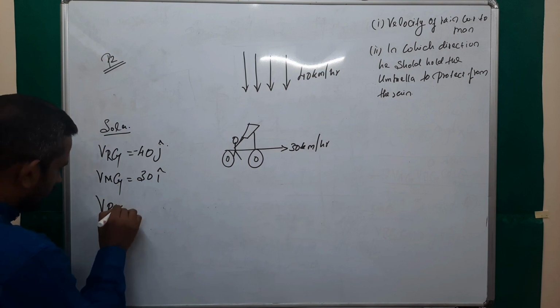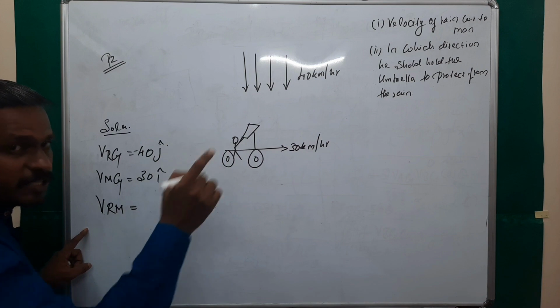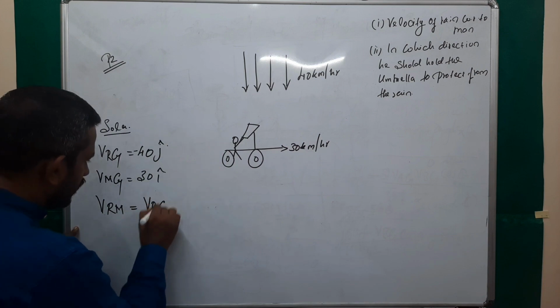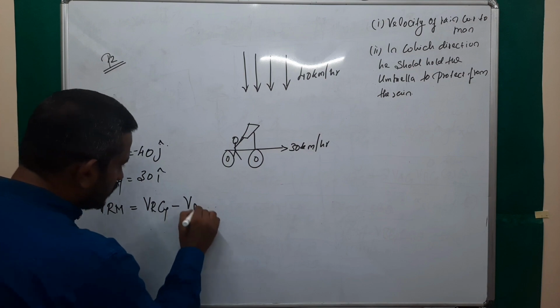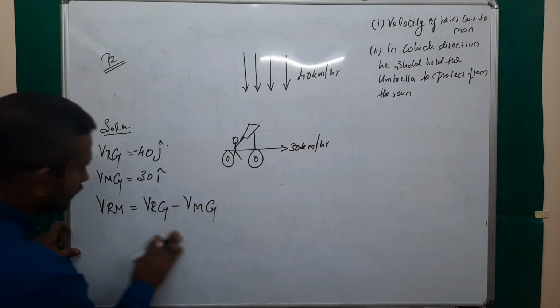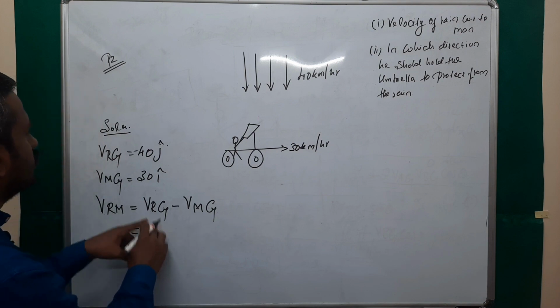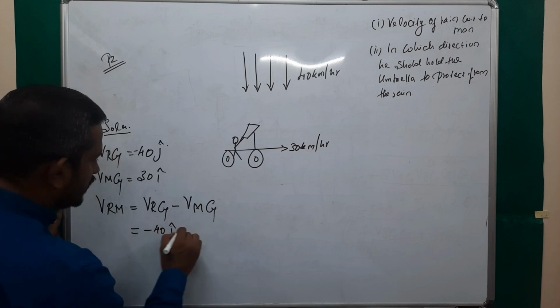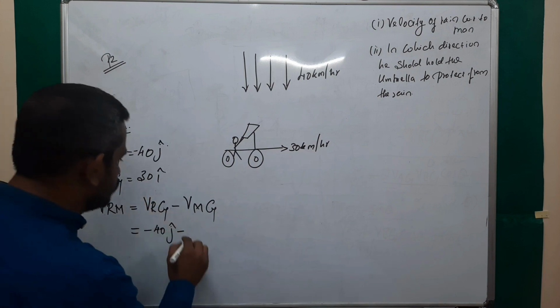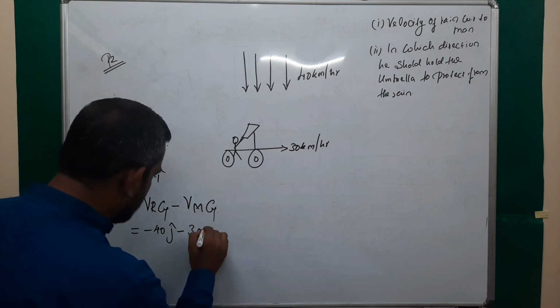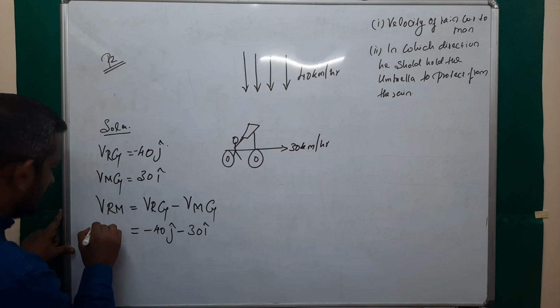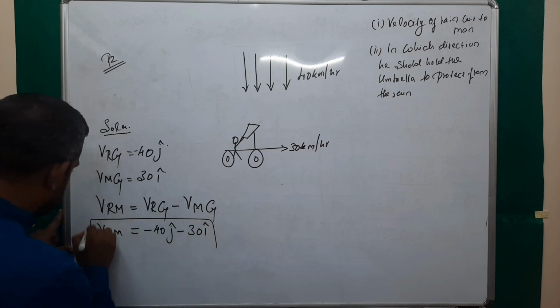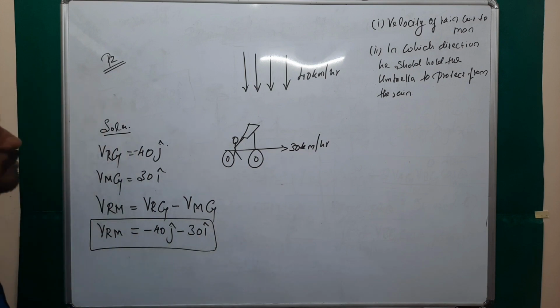Velocity of rain with respect to man is equal to, by the relative velocity formula, velocity of rain with respect to ground minus velocity of man with respect to ground. So what is velocity of rain with respect to ground? That is minus 40 j cap, minus velocity of man with respect to ground, that is 30 i cap. So this is the answer for the first question, velocity of rain with respect to man.